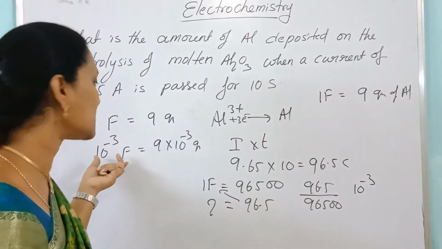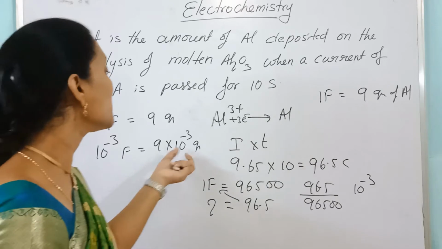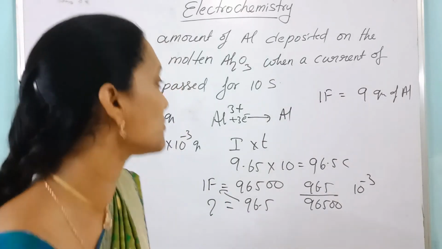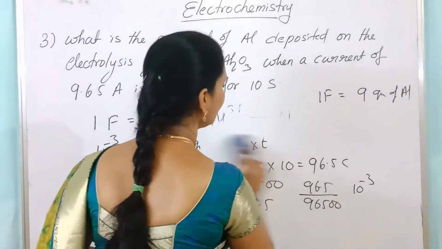But we passed just 10 power minus 3 Faradays. So how much are we getting? 9 into 10 power minus 3. Otherwise, how to solve directly? Like this we can solve.